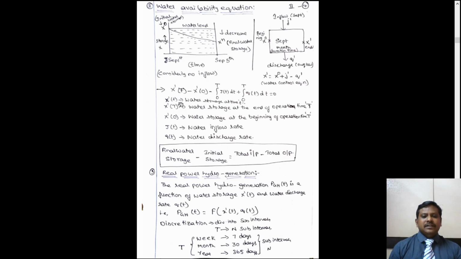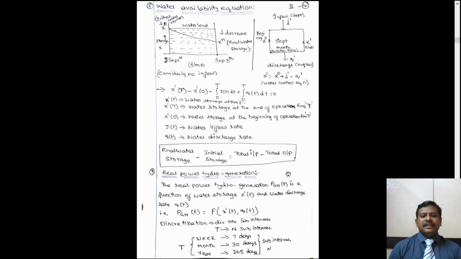Here x dash of t is the water storage at the end of the operation time t, x dash of 0 is the water storage at the beginning of the operation, j of t is the water inflow rate, and q of t is the water discharge rate. So as we discussed here, the final water storage minus the initial storage is equal to total input minus total output.